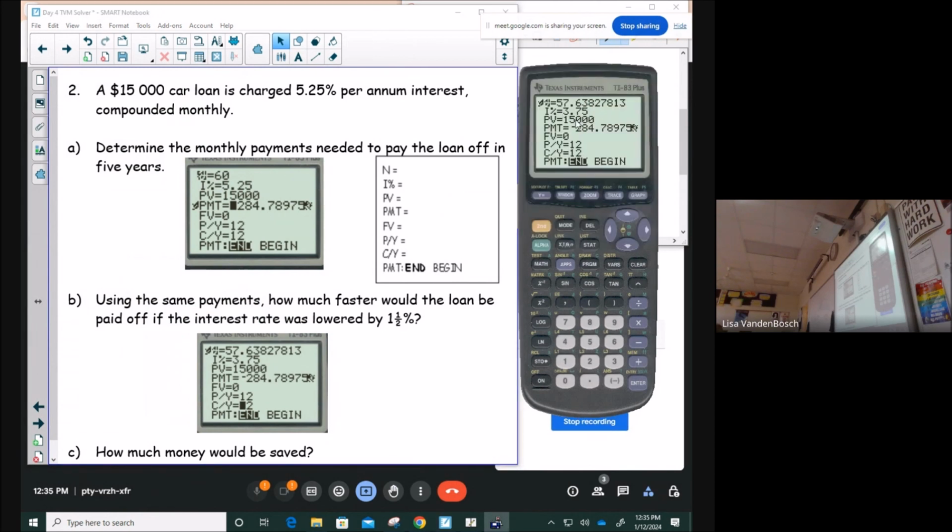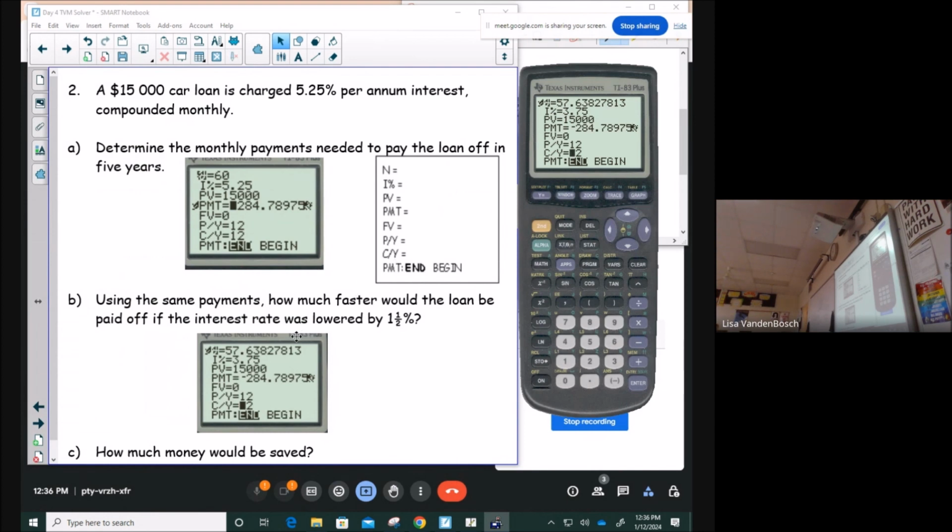So change your I. So it was 5.25. You want to subtract 1.5 from that. So your new interest rate is 3.75. And then go up and solve for N. So go alpha enter on your N. Are you good getting 57.6? Yeah.